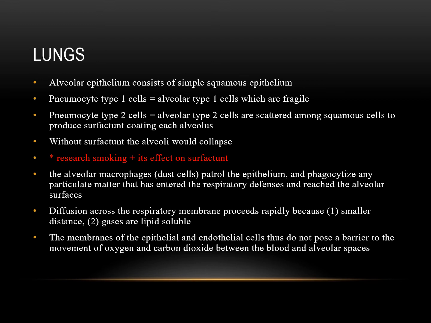The alveolar macrophages, or dust cells, patrol the epithelium and phagocytize any particulate matter that has entered the respiratory defenses and reached the alveolar surfaces. Diffusion across the respiratory membrane proceeds rapidly because the distances are small and the gases are lipid soluble. The membranes of the epithelium and endothelial cells thus do not pose a barrier to the movement of oxygen and carbon dioxide between the blood and alveolar spaces.